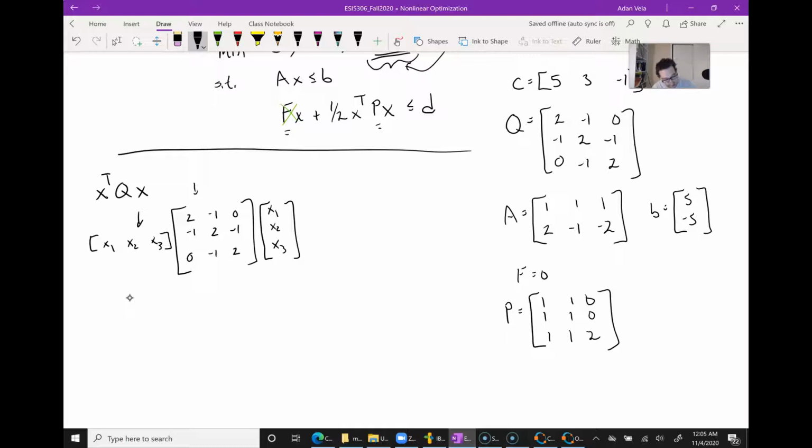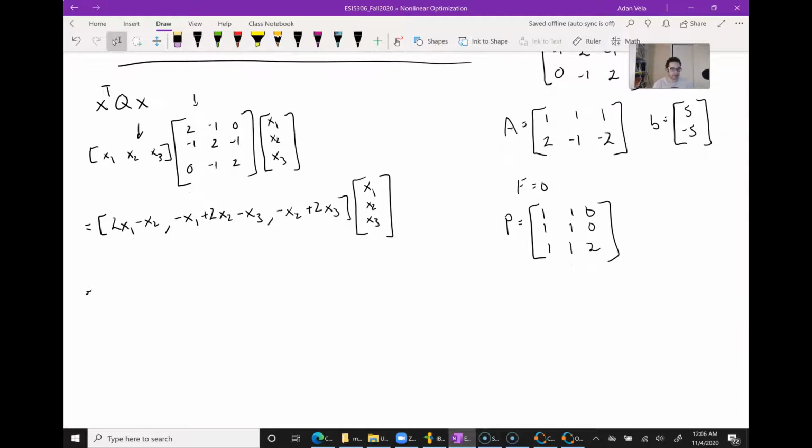If we do that, we end up with 2x1 minus x2. Our next element is going to be minus x1 plus 2x2 minus x3. Lastly, we have minus x2 plus 2x3. Now that's going to get multiplied times x1, x2, x3. So let's go ahead and do that multiplication.